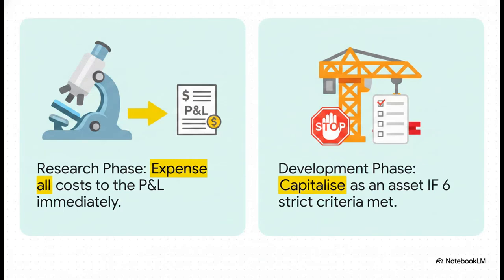For internally generated intangibles, IAS 38 splits your project into 2 very distinct phases. The research phase is incredibly strict. You must expense all costs to the P&L immediately as they're incurred, no exceptions. But the development phase?